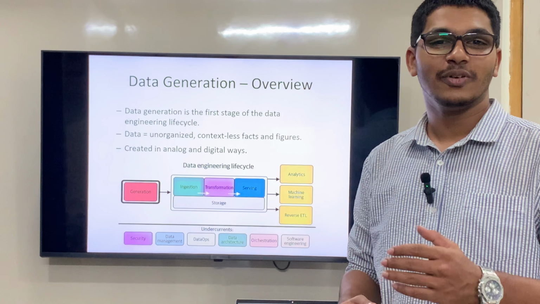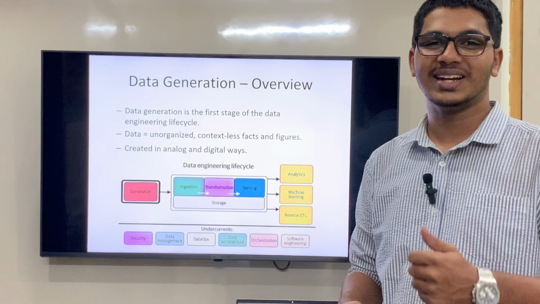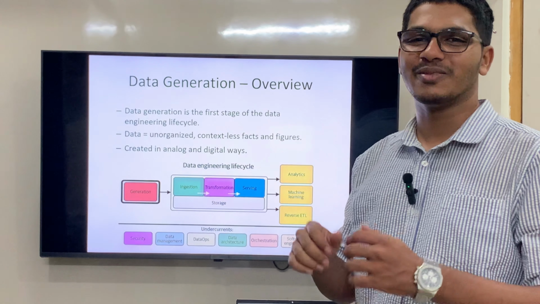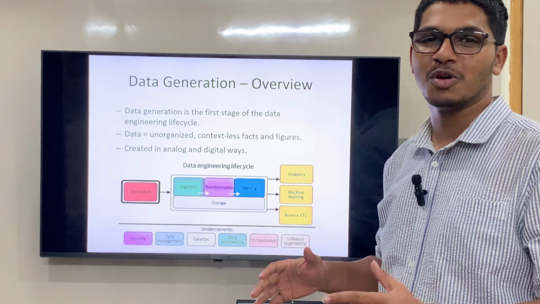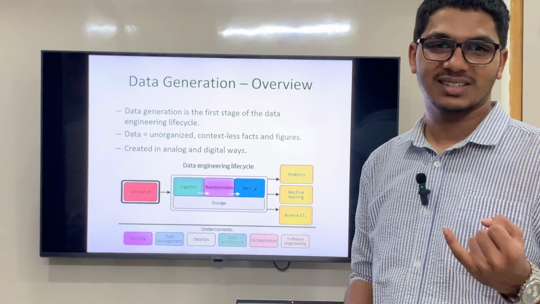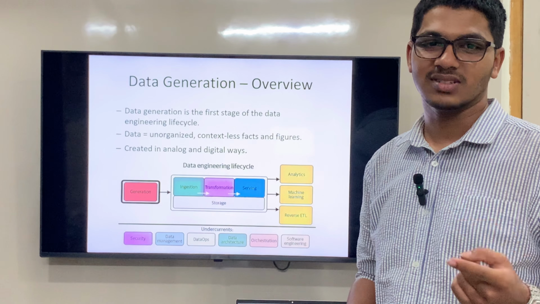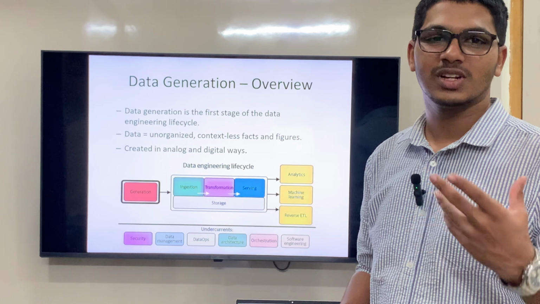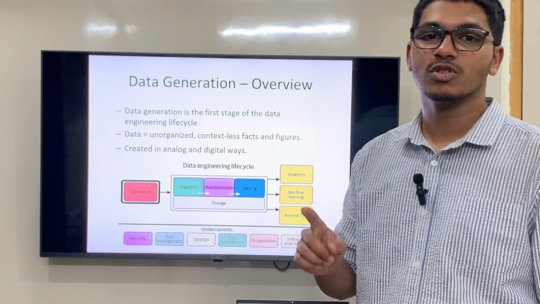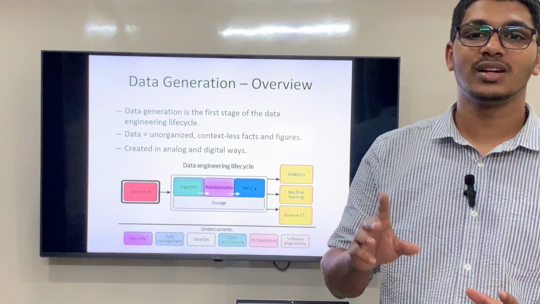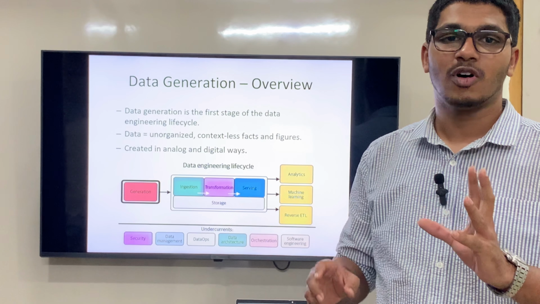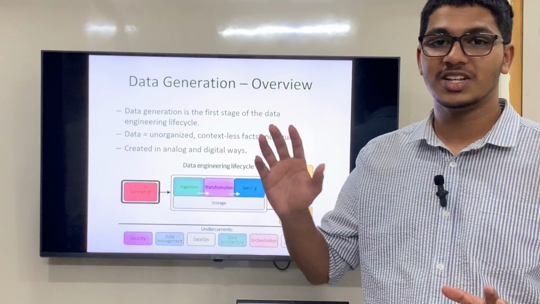In today's video, we are going to explore the very first stage of the data engineering lifecycle, data generation. Data generation is where everything begins. It refers to the creation of raw data, which is basically unorganized, contextless facts and figures. This data can come from countless places and it may be messy, incomplete, or unstructured. Most importantly, data can be created in two ways, analog and digital. And understanding how data is generated forms the foundation for all the downstream engineering tasks.